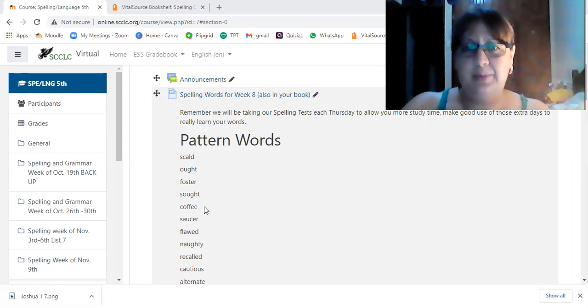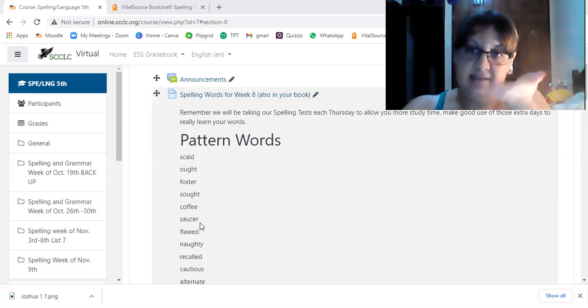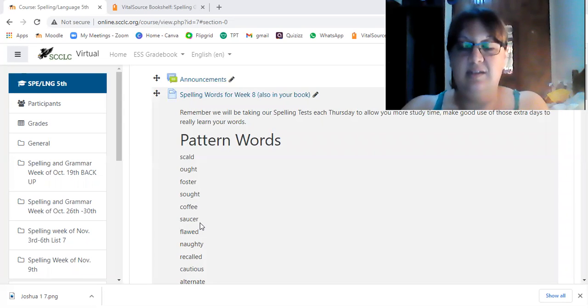Coffee. Hopefully you all know what coffee is. It's that drink that I need every morning. Saucer. Saucer is what you set your cup on when you're having tea. It's like a little tiny plate with usually a little indent where the teacup sits. That's the saucer. It holds the teacup.